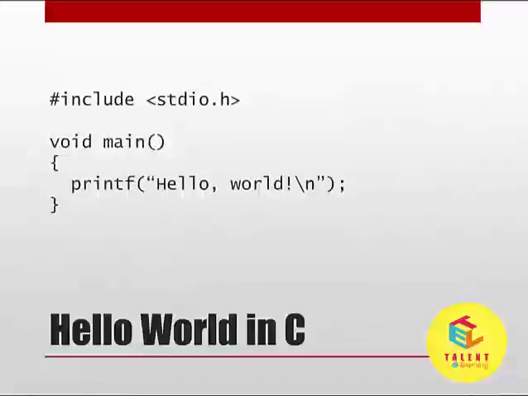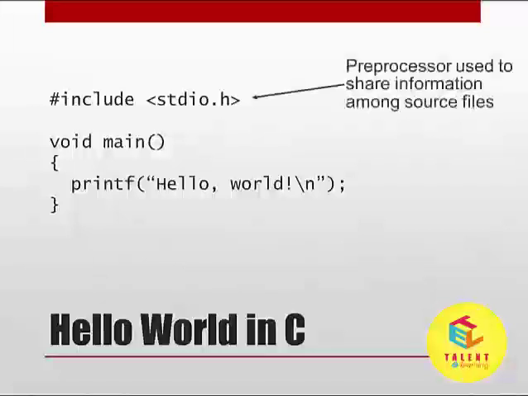Now let's go ahead and have a quick look at a Hello World program in C. This is a valid and very small Hello World program written in C language. First, let's go to the preprocessor. #include <stdio.h> means standard IO. The header is a preprocessor used to share information among source files.